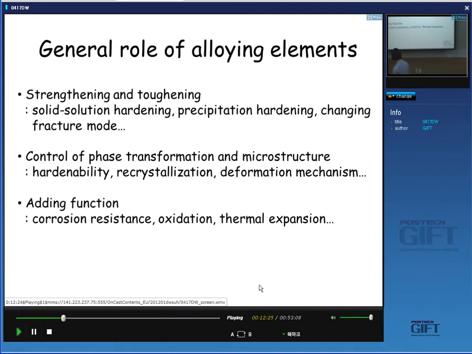Finally, some alloying elements are added to the steel to get some specific function. For example, it is well known that nickel or chromium, in particular chromium, is added to stainless steel to increase the corrosion resistance. And some alloying elements are added to prevent high temperature oxidation and to get some specific thermal expansion. What is the representative alloy system which is of particular interest for thermal expansion?